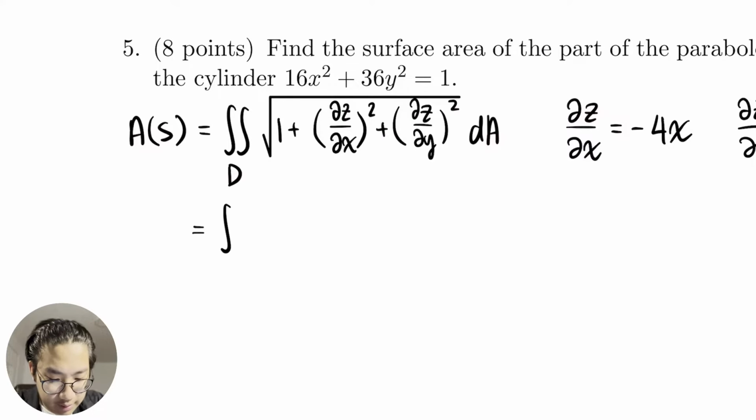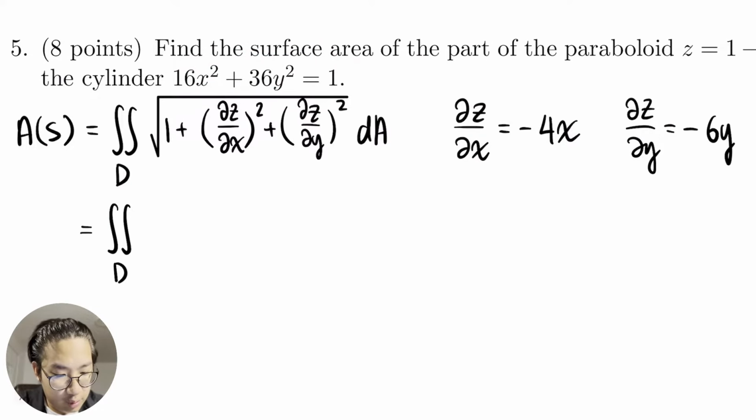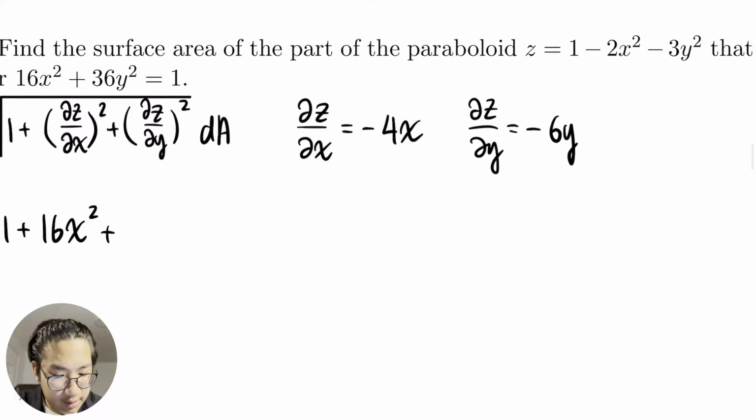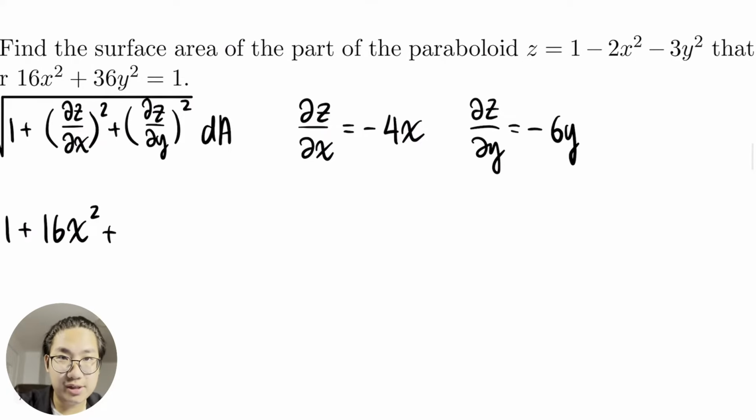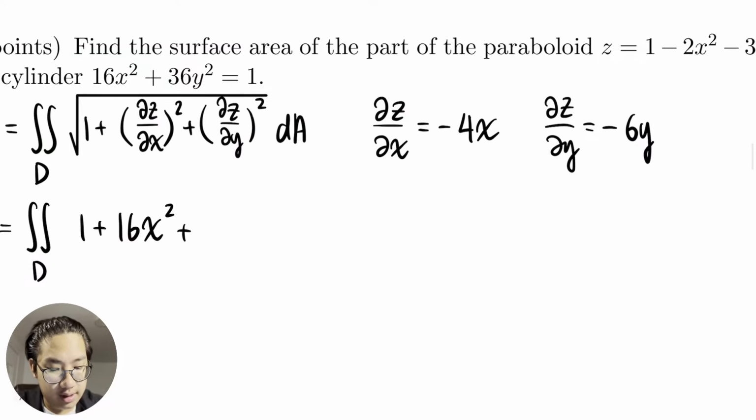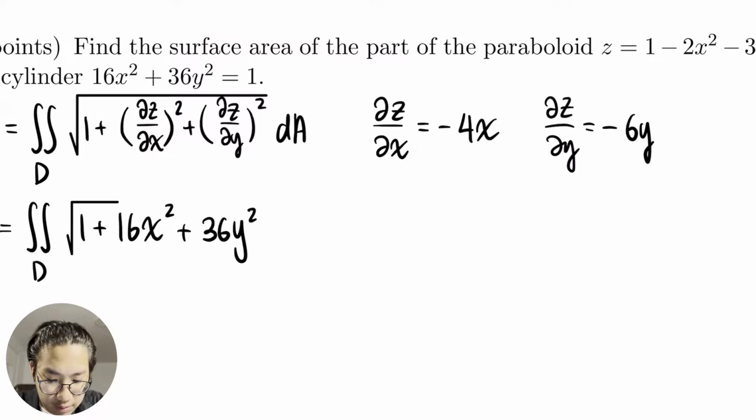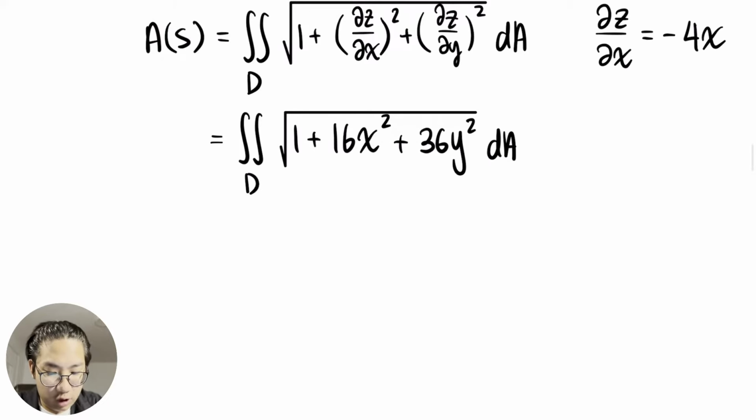So we have, again, the double integral over the region D. And the region D we'll have in just a second, but it does have to do with the cylinder over here. Okay, partial z partial x squared, it's just negative 4x in brackets squared. So that is 16x squared. So we have 1 plus 16x squared. And then partial z partial y in brackets squared is just, again, negative 6y in brackets squared. So we have positive 36y squared. This is all being square rooted. And then dA.